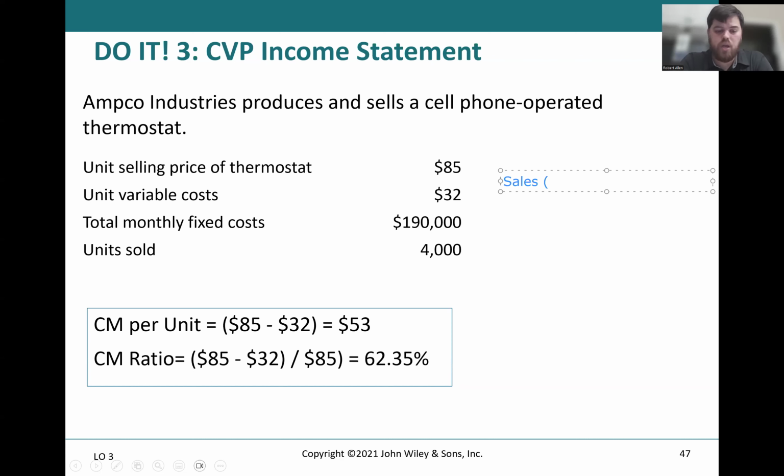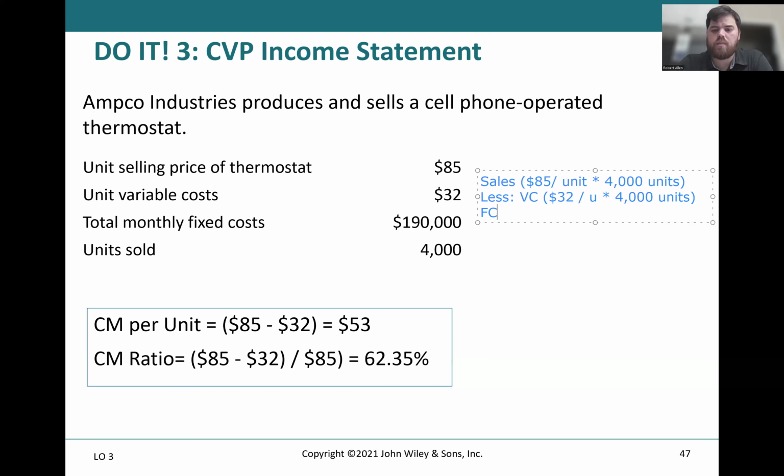Now, if we wanted to do the contribution margin income statement, all we would do is say, well, this is going to be sales, which is going to be $85 per unit times 4,000 units, whatever that number is. Let's see, 80 times 4 would be 320, so 340,000, I think. And then we would take less our variable cost, which would be $32 times 4,000 units. So that would be 128,000. So that'd be 340 minus 128, which would be 212,000.